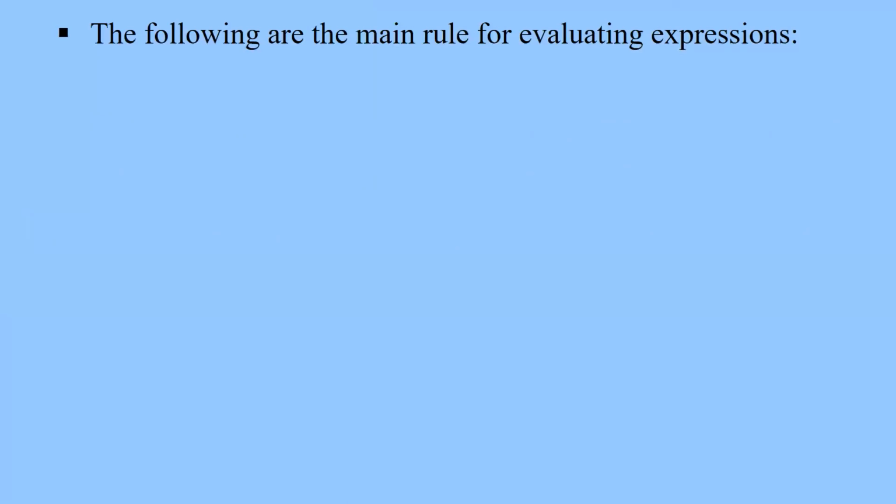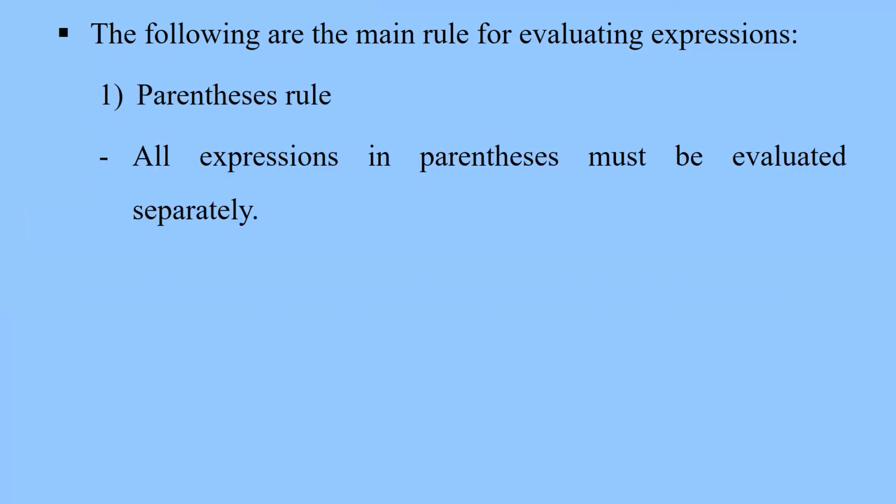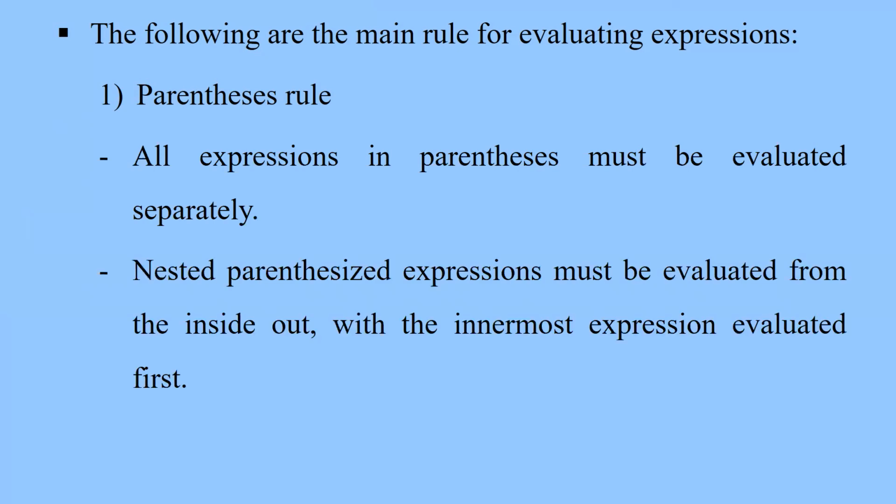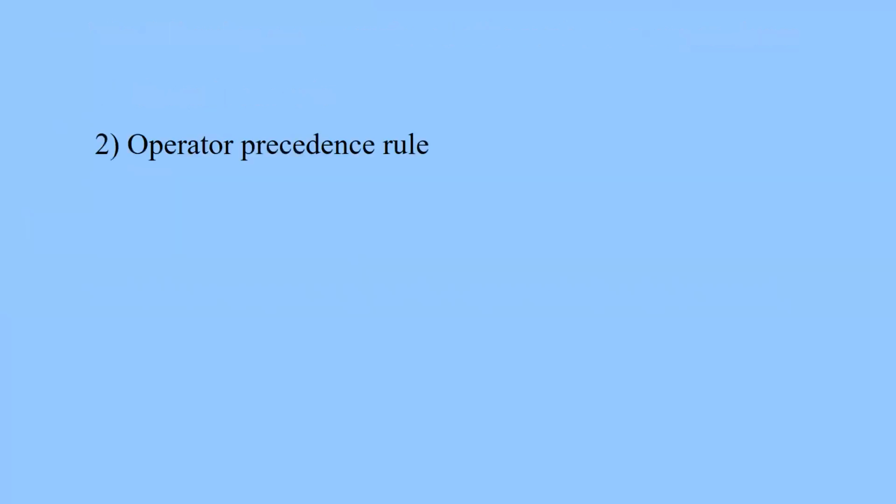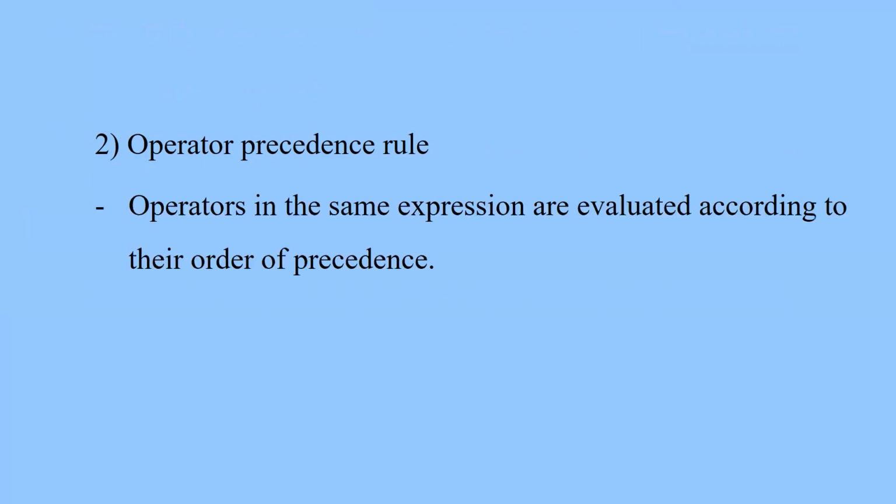The following are the main rules for evaluating expressions. One is the parenthesis rule. It says that all expressions in the parentheses must be evaluated separately. Nested parenthesized expressions must be evaluated from the inside out, with the innermost expression being evaluated first. The second rule is called the operator precedence rule. It states that operators in the same expression should be evaluated according to their order of precedence.